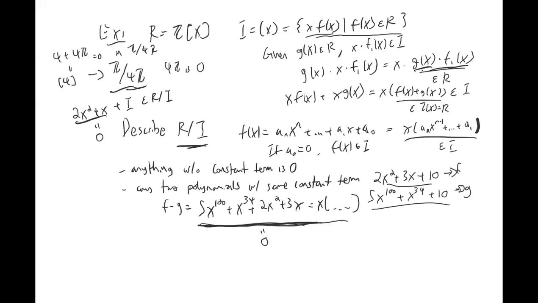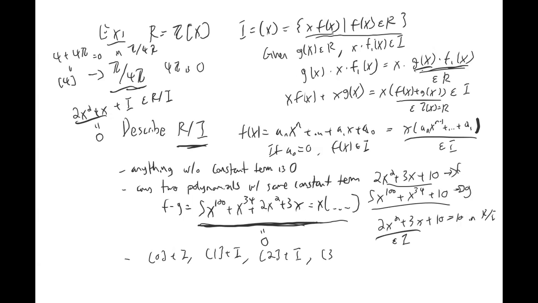So we might as well just take the representative to be the constant term. This is just equal to 10 in R mod I, because this thing is in I, so it's just 0. Hopefully you can see that here the representatives are just all the integers: 0 plus I, 1 plus I, 2 plus I, and then minus 1 plus I, and so on and so forth. Everyone clear on this?